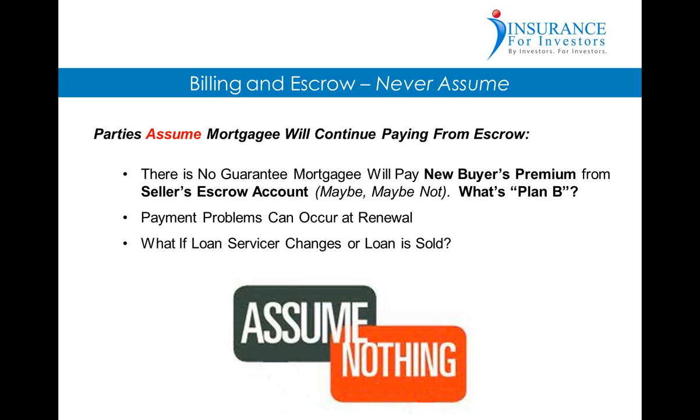The parties assume that the underlying mortgagee will continue paying the insurance premium from escrow. However, there are a couple of problems. A, there's no guarantee at all, period, that that mortgagee is going to pay the new buyer's premium from the seller's escrow account. Remember, that escrow account is in the name of John and Mary Smith. The new buyer may be Mark and Darlene Jones. Well, there's a very good chance that the lender is not going to pay one person's bill from another person's escrow account. They may not. Again, they're aware that these transactions are taking place, but they're not obligated to make that payment. So if they don't, what's your plan B?